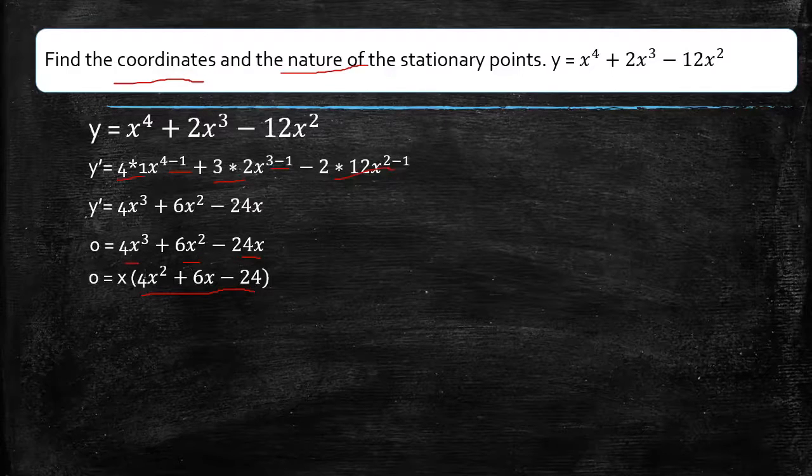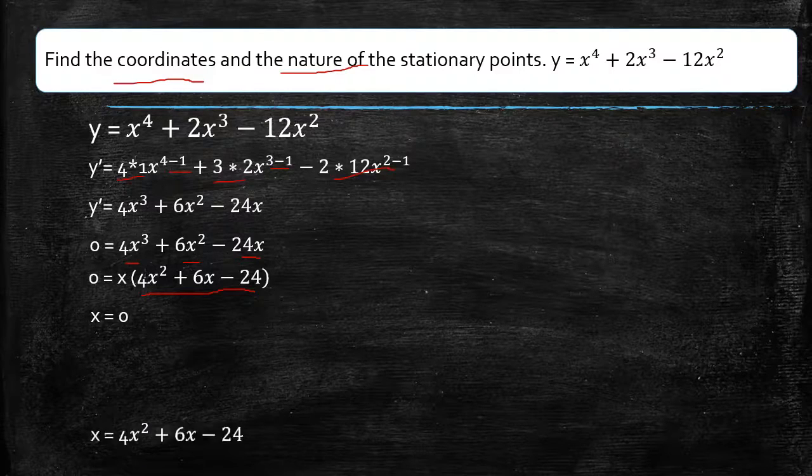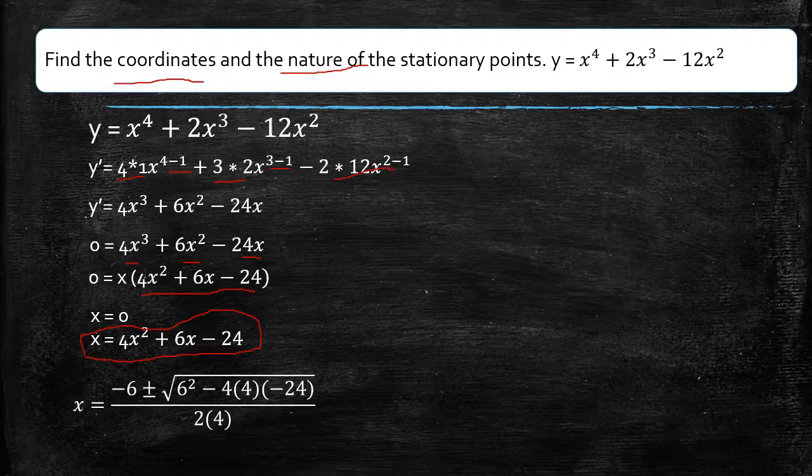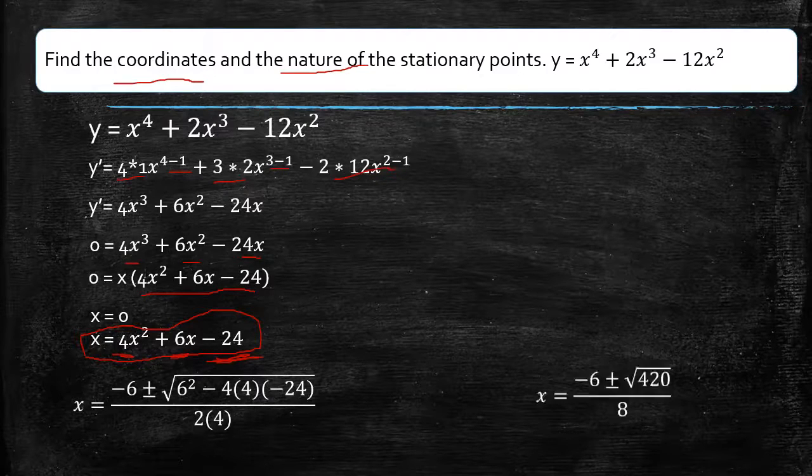And now you can set each one of these equal to 0. So you'll find that x is equal to 0. But then you can also solve for the x in the binomial. And I used the quadratic formula, and the 4 is our A, the -6 is our B, and the -24 is our C. And I just substituted this into our quadratic formula.